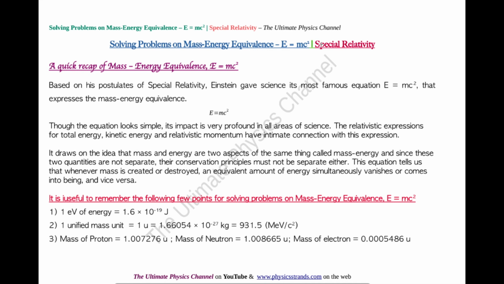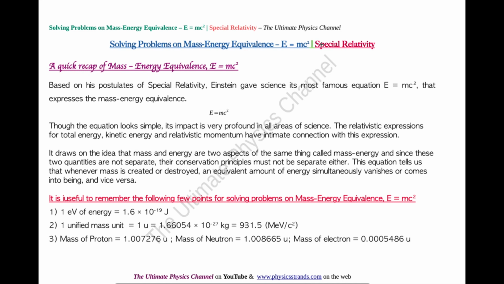And we commonly use the unified mass unit for mass rather than kg in many of the problems. So 1 u, the symbol for that is u, is equal to 1.66054 times 10 power minus 27 kg, which is equal to 931.5 MeV over c squared. In MeV over c squared units, the mass is 931.5 for the basic unified mass unit, 1 u.